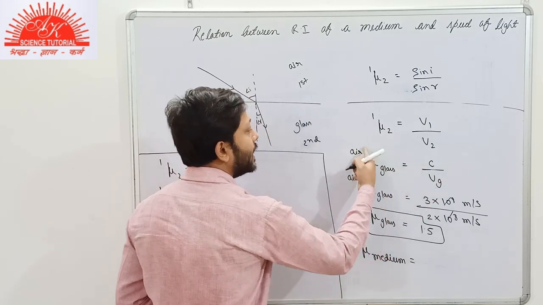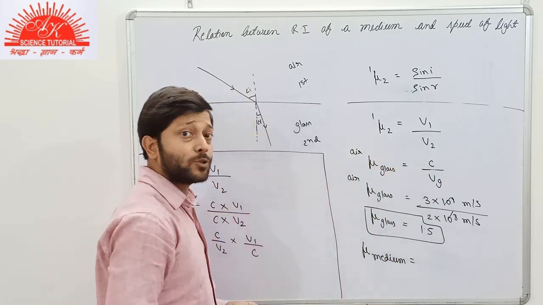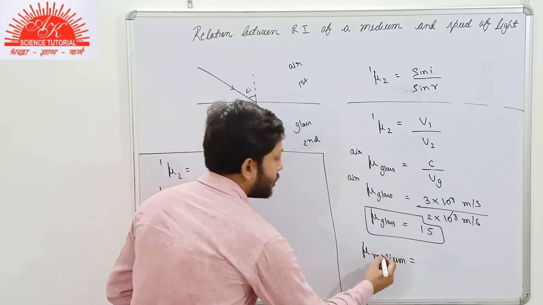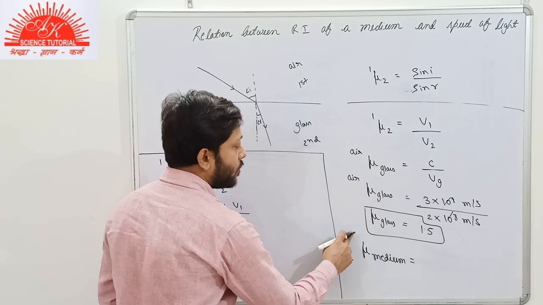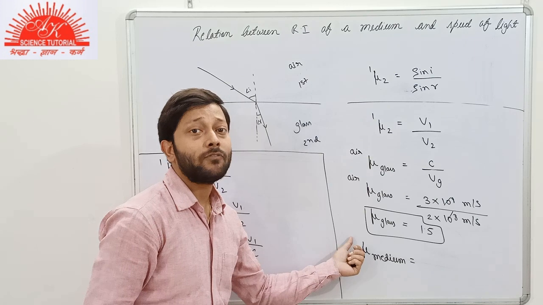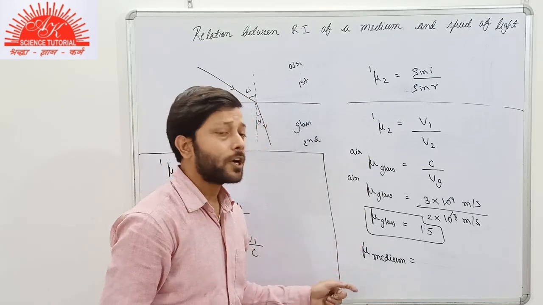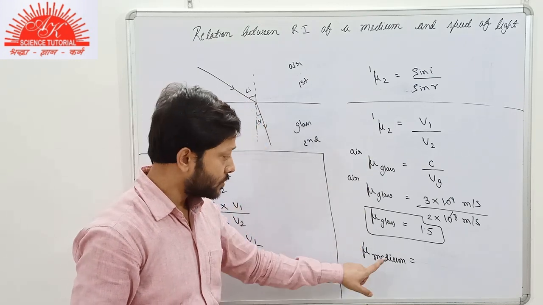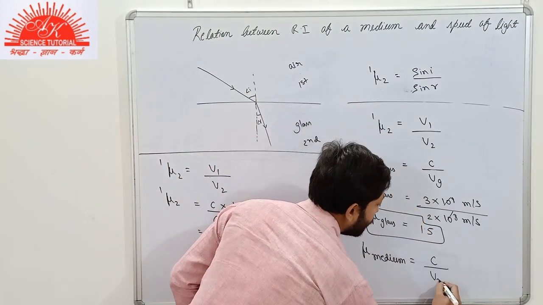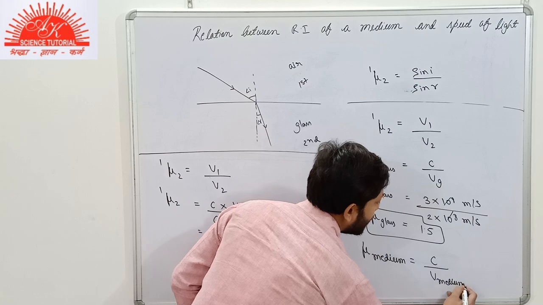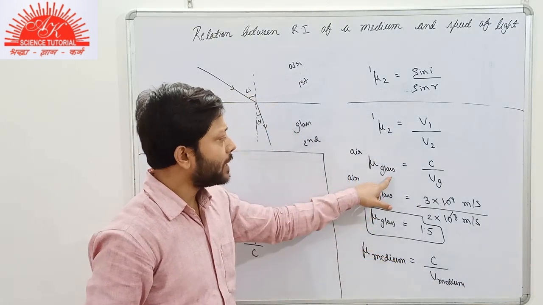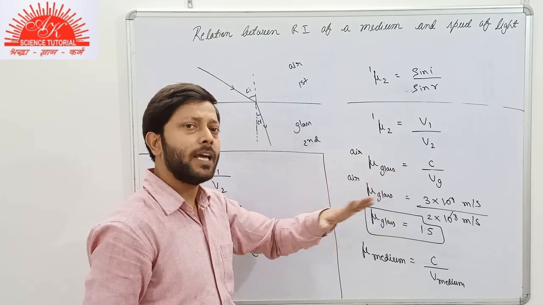So this C will always be there because in absolute refractive index, the first medium is always air. So for the refractive index of any medium, I am not mentioning air here, but you must know that the first medium is air. That is, we are talking about the absolute refractive index of the given medium. What will it be? C by V, where V is the speed of light in the given medium. The given medium might be glass, water, diamond, anything.